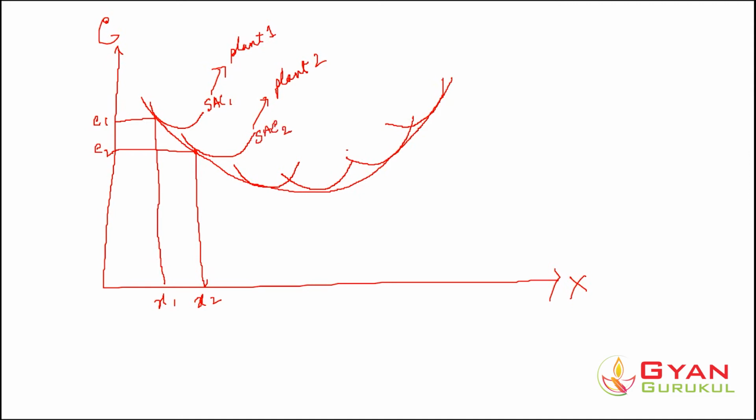Okay, this is the average cost curve for plant 2, and this short run average cost curve of plant 2 is showing what? At this point where it is tangent to the long run average cost curve, it is showing the minimum possible cost in order to produce x2 amount of output, right?